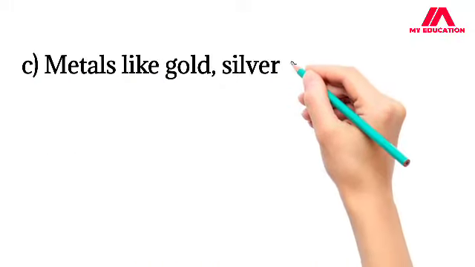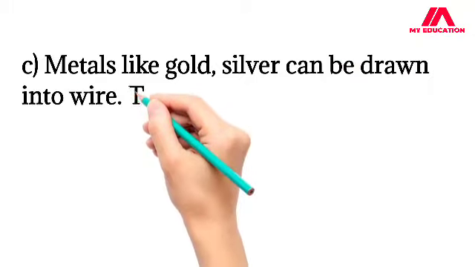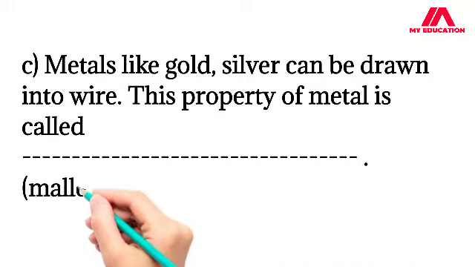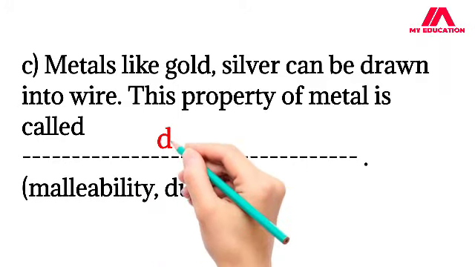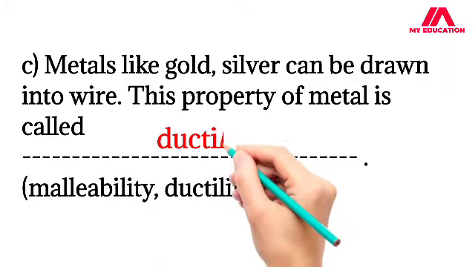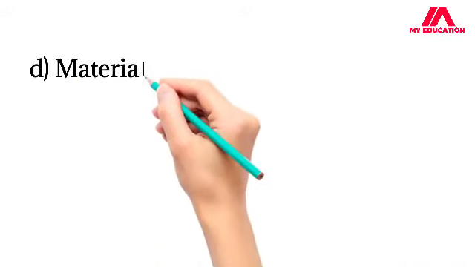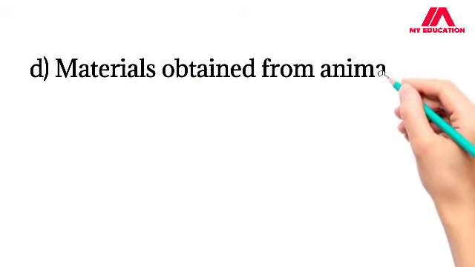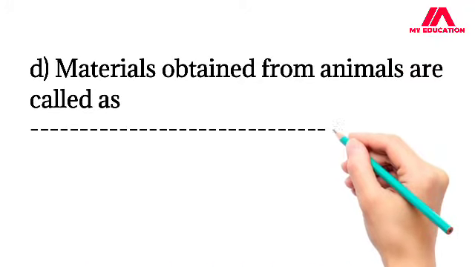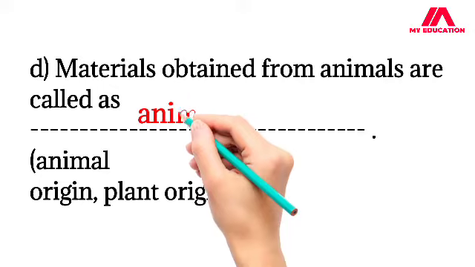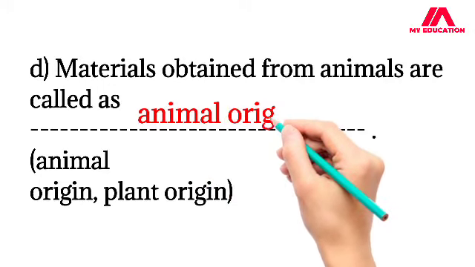C. Metals like gold, silver can be drawn into wire. This property of metal is called ductility. D. Materials obtained from animals are called as animal origin. Answer is animal origin.